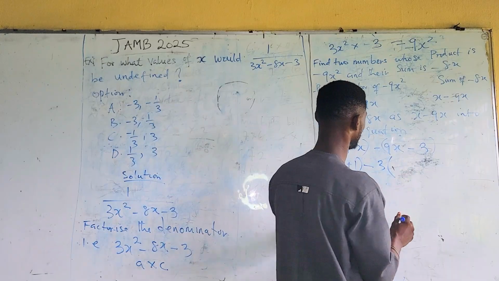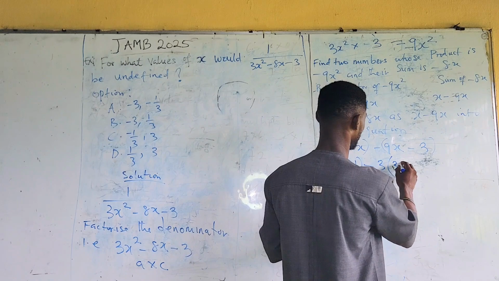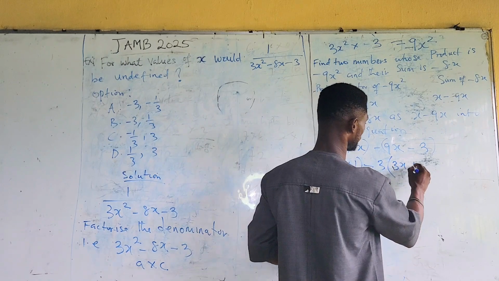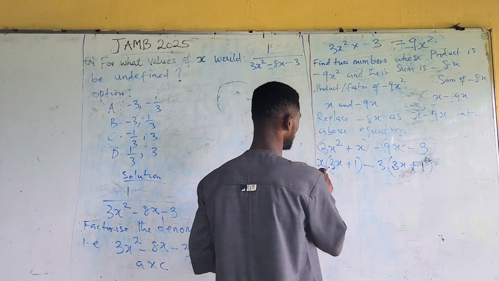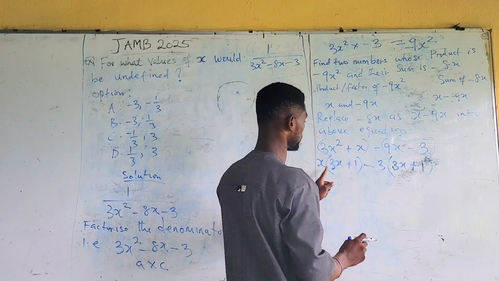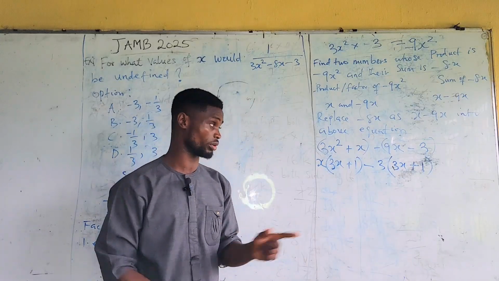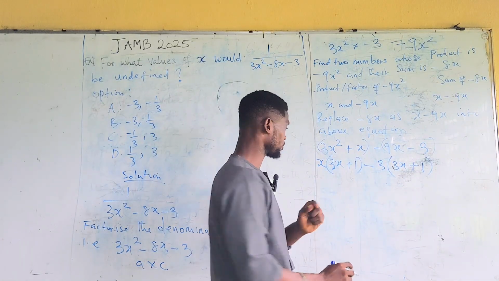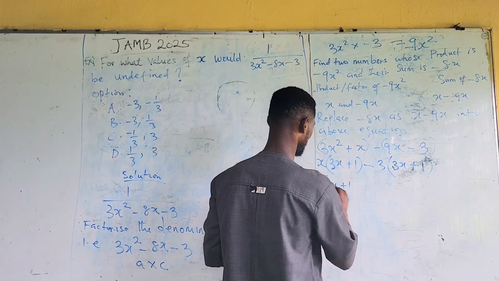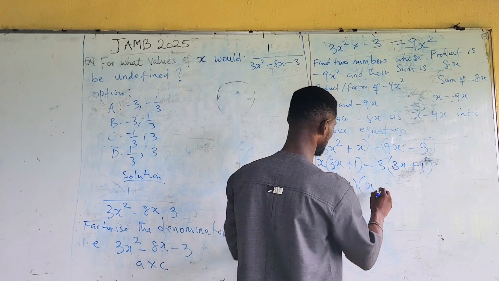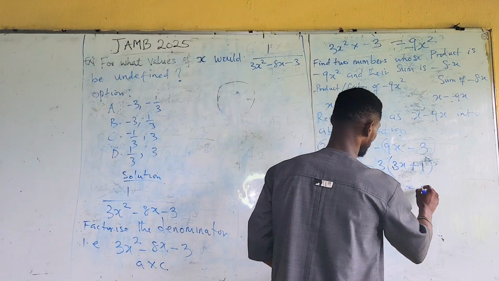So 9x divided by 3 gives us 3x. Minus times minus is plus, and 3 divided by 3 is 1. So we have 1. If you look at this, these are the factors and these are the cofactors. The cofactors must be the same; that is how you know that what you're solving is correct. So you take one from the cofactor, which is 3x plus 1, and take the other factor, x minus 3, to equate to 0.